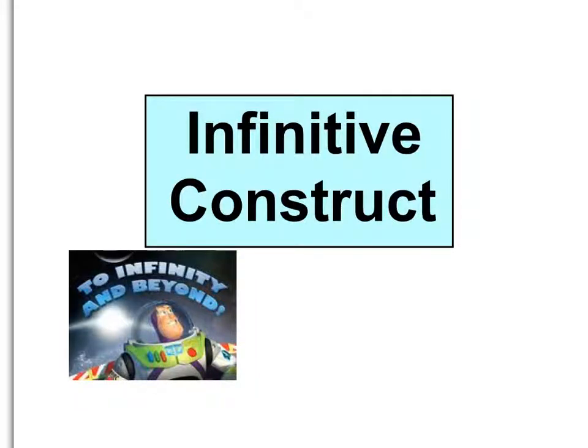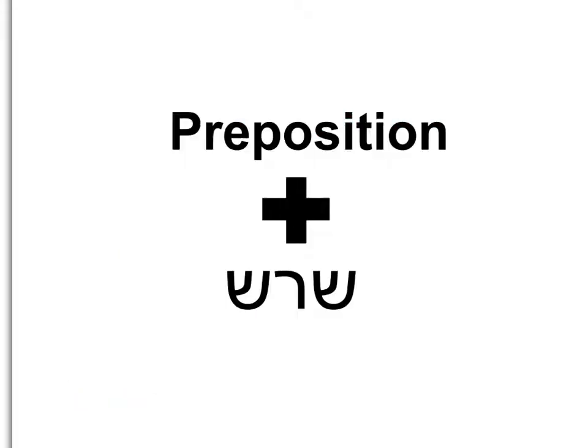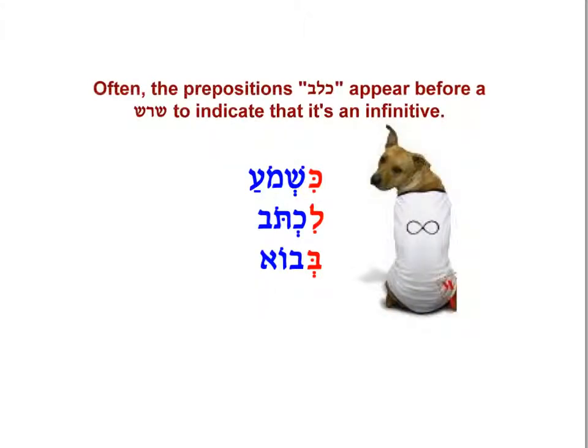When we're dealing with infinitive construct, we generally look for a preposition before a shoresh. The most frequent prepositions to appear before a shoresh are the kelev prefixes. So a kaf, a lamed, or a bet before a shoresh will indicate that we're dealing with an infinitive construct. We discussed the lamed prefix in the previous clip. In this clip, we're going to be discussing the kaf prefix and the bet prefix.